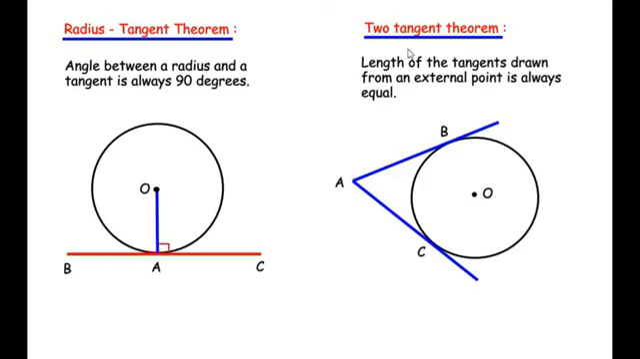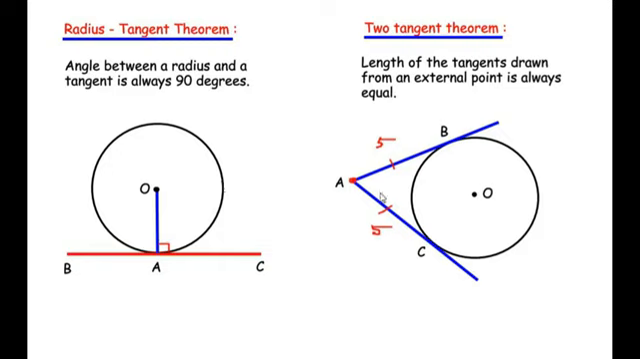And the second theorem is called the two tangent theorem. It states that the length of the tangents drawn from an external point is always equal. Here A acts as an external point, which is outside the circle. If we draw two tangents from the same point, then the lengths of the tangents drawn from this point are going to be the same. That means length AB is going to be equal to length AC. So if AB is 5 cm, for example, AC also becomes 5 cm.